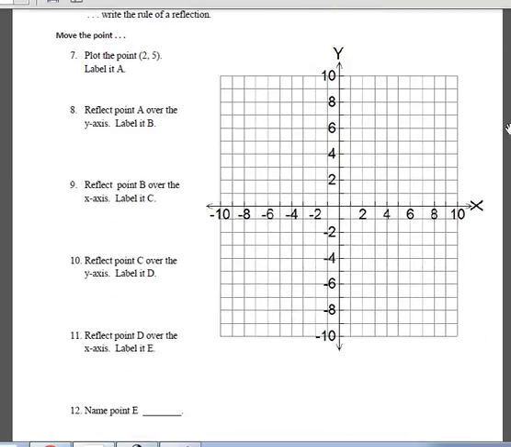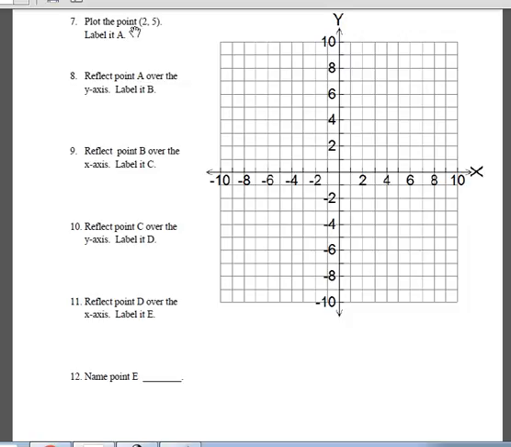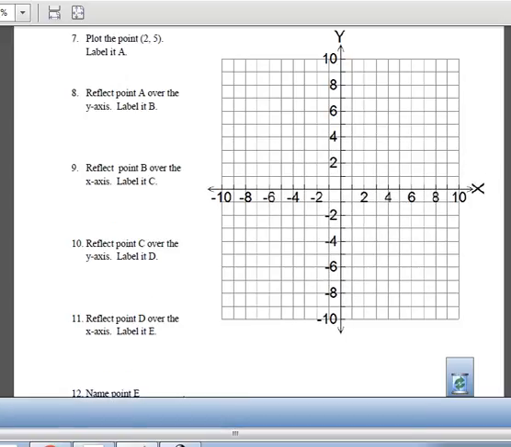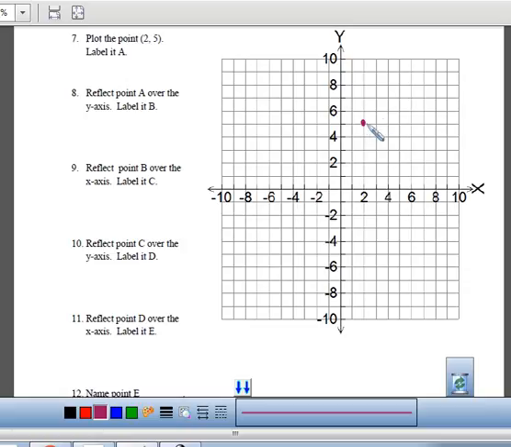So we're going to move the point. All right, so first, plot the point (2, 5) and label it A. So I start at the origin, go to the right 2 spaces, up 5, and there's my point. I'm going to label it A.